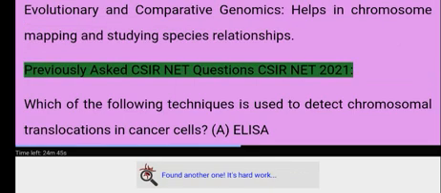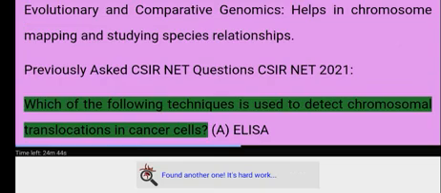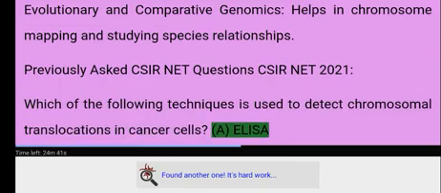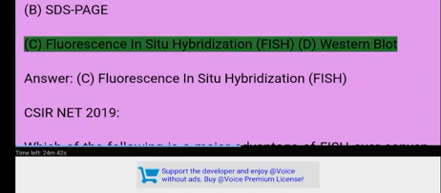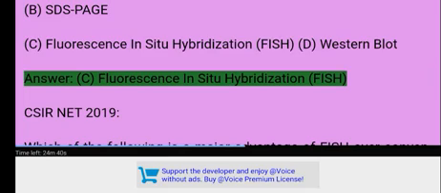Previously asked CSIR-NET question, CSIR-NET 2021. Which of the following techniques is used to detect chromosomal translocations in cancer cells? A. ELISA. B. SDS-PAGE. C. Fluorescence in situ hybridization, FISH. D. Western blot. Answer: C. Fluorescence in situ hybridization, FISH.